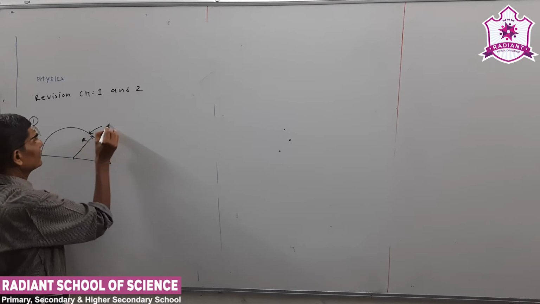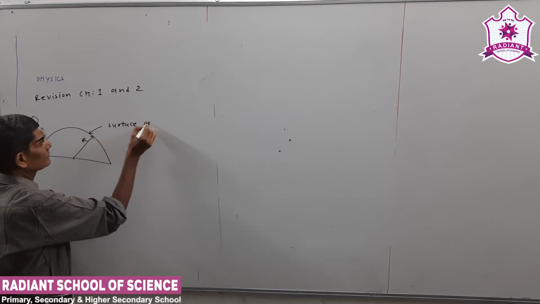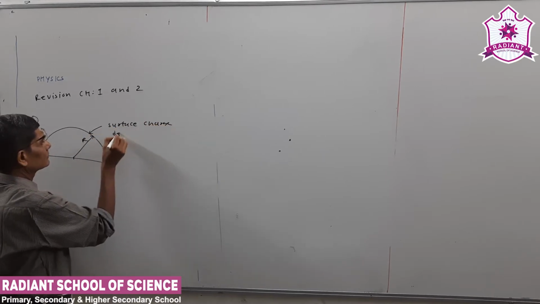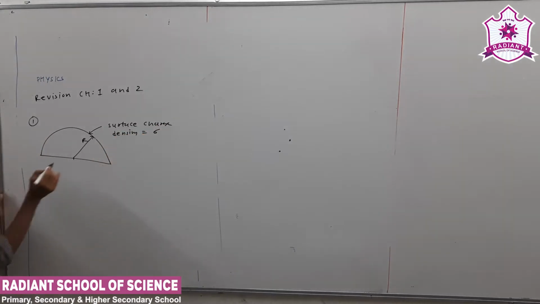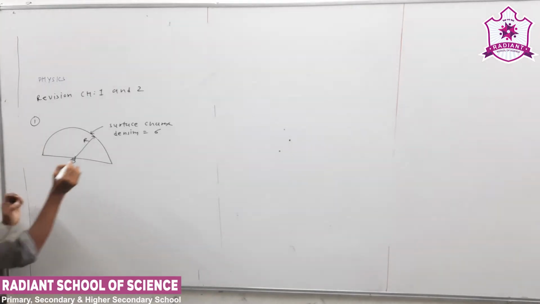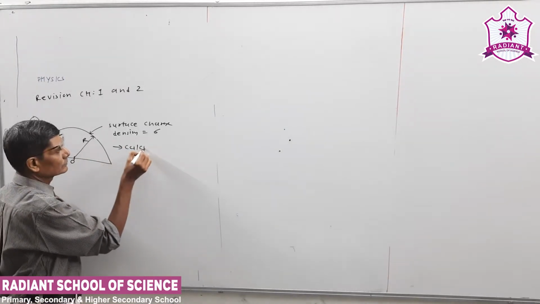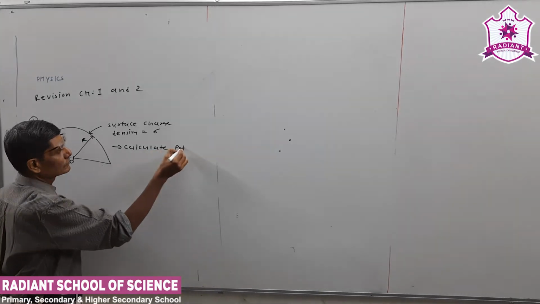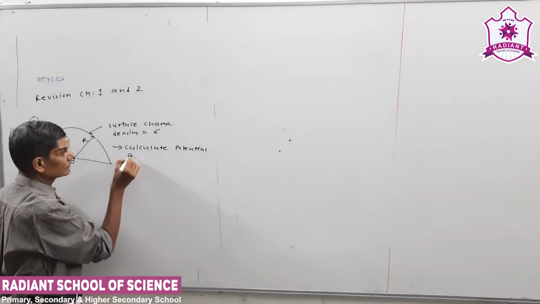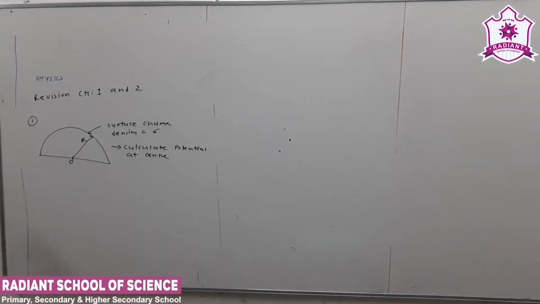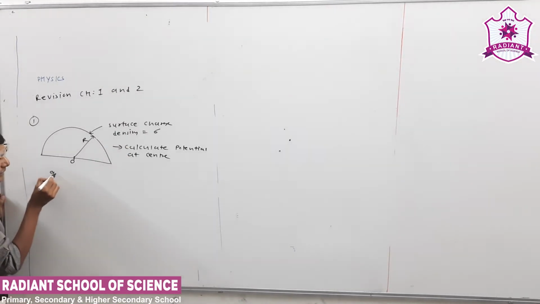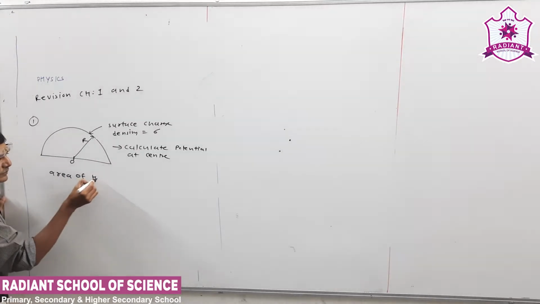See, the surface charge density is sigma. What you have to calculate is the potential at the center. Now see the area of the hemisphere. Here it is given in terms of surface charge density sigma, that is charge per unit area. See what is the area of the hemisphere?